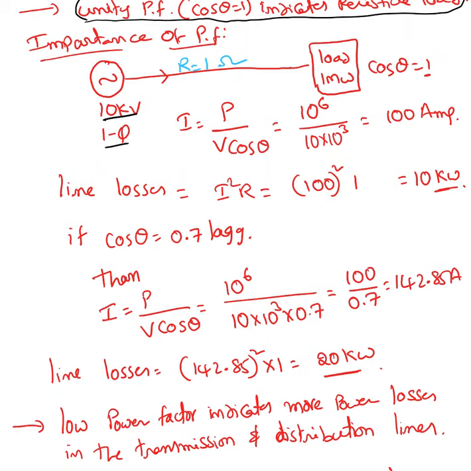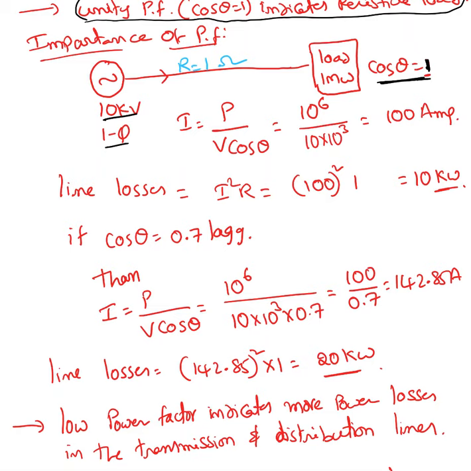Assume that the generator is a little bit far away from the load. The load center is 1 megawatt, and assume that the power factor is unity. Whenever I say unity, I don't need to indicate lagging or leading. Lagging indicates inductive load, leading indicates capacitive load, but here one indicates resistive load. So whenever you have one, you don't need to say lagging or leading.